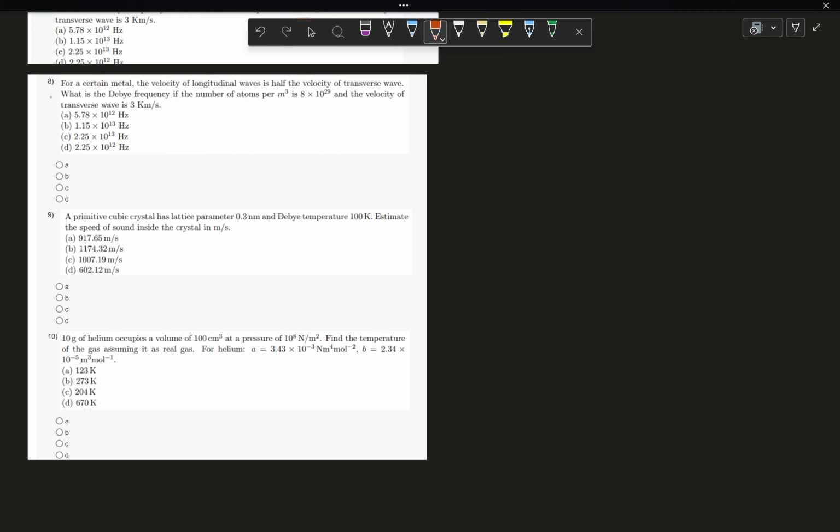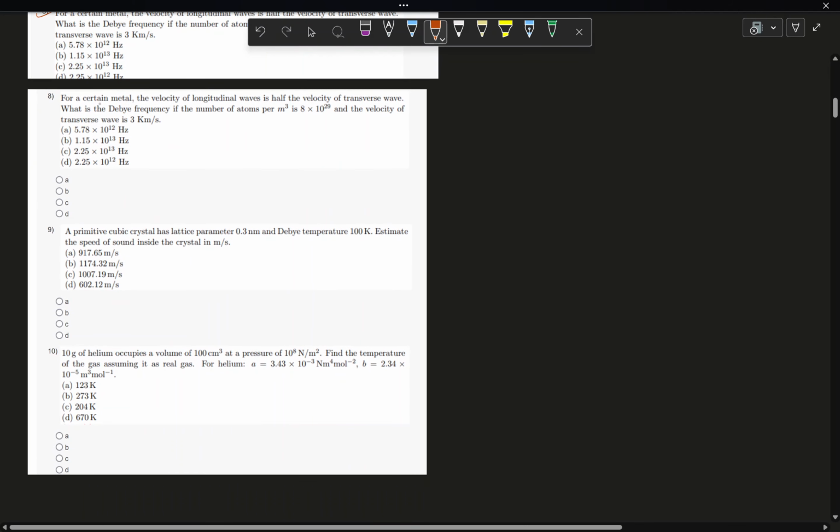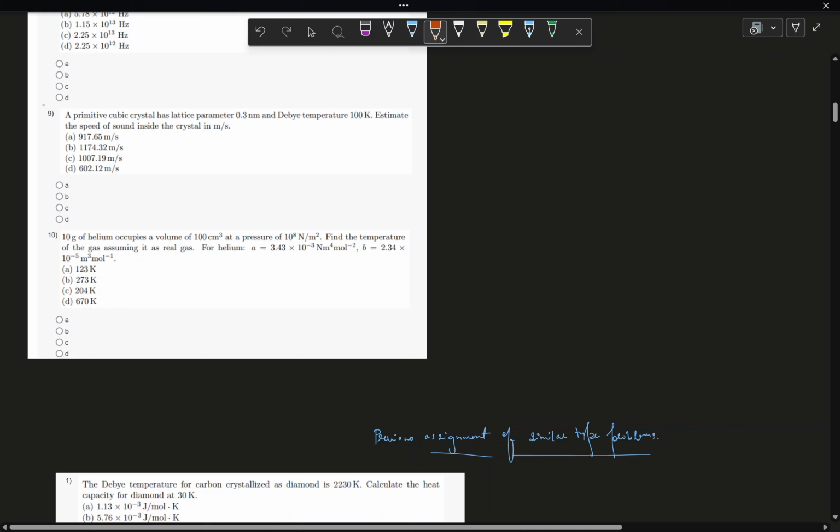Then this question number 8 is repeated here. So this is done already. Now question number 9 is something that is new, that is not done in the earlier assignment. So that I'll solve for you, and let us first check question number 10 before that, if you have to discuss something about that question.